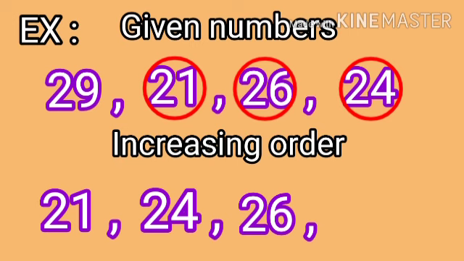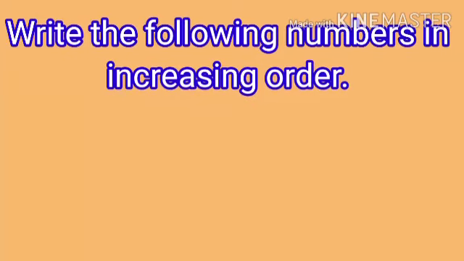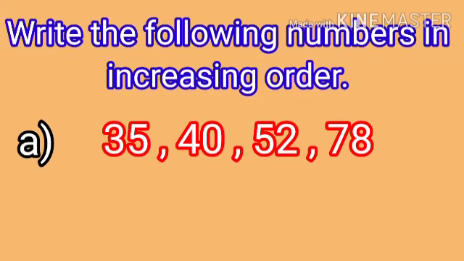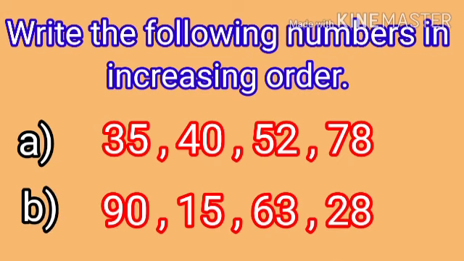Next, we have to write the biggest number 29 to get the increasing order of the given numbers. Children, it is the time to give worksheet. So, I will discuss decreasing order in the next class. Let us see the worksheet. Here, I am giving some numbers. Now you have to arrange those numbers in increasing order. Okay children, please do this worksheet and get ready for next class.